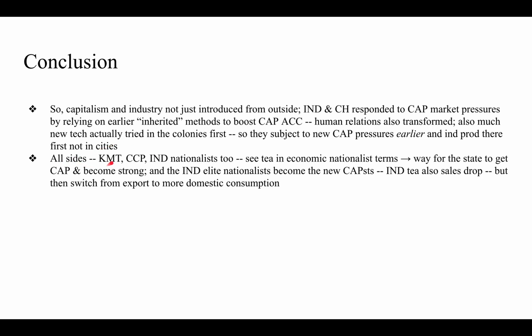All sides, the KMT, CCP, and Indian nationalists too, saw tea in economic nationalist terms as a way for the state to get capital and become strong. And the Indian elite nationalists became the new capitalists. Indian tea sales also dropped, but after that, there was a switch from just exporting tea to more domestic consumption as well.